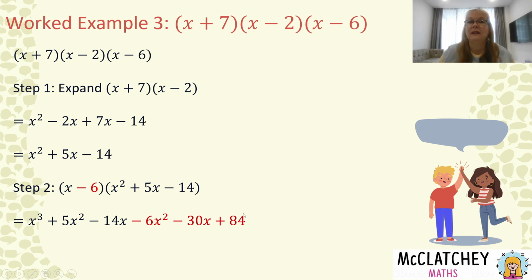Now I've got some like terms to collect. I'm going to want to be really careful with these because I've got positives and negatives all over the place. So x cubed will be a standalone. 5x squared take away 6x squared will be negative x squared. Negative 14x take away 30 more x will be negative 44x, and then 84 will be a standalone on the end. So really not super difficult once you've nailed the process, just being really careful with those negative numbers.